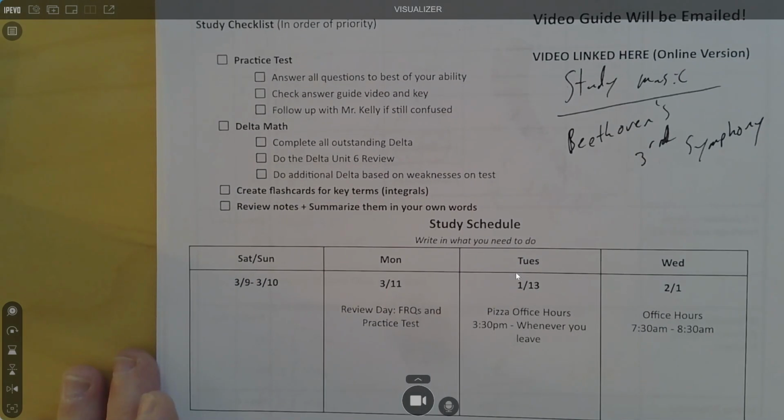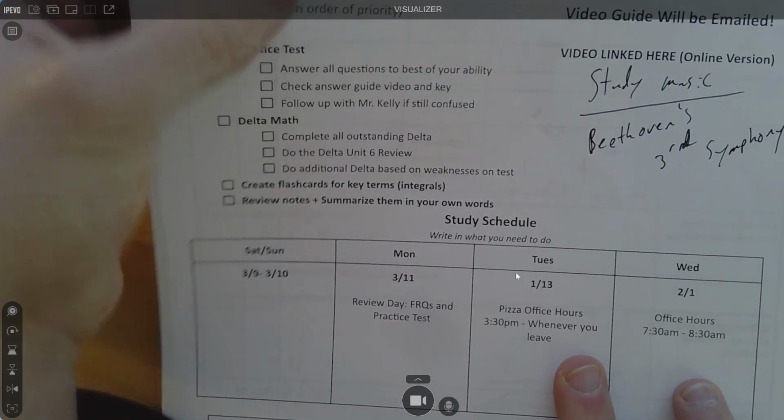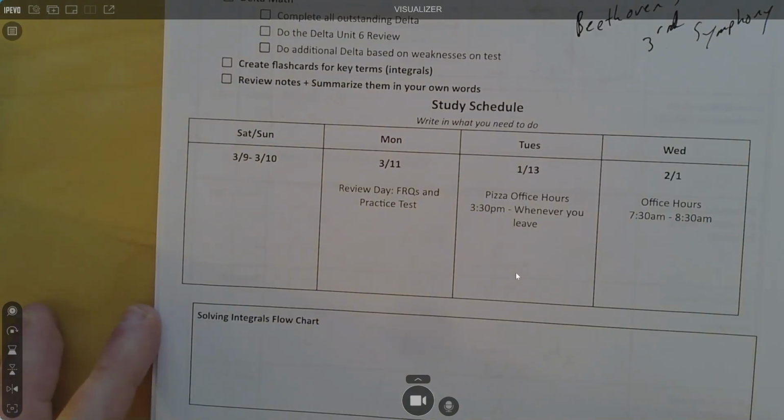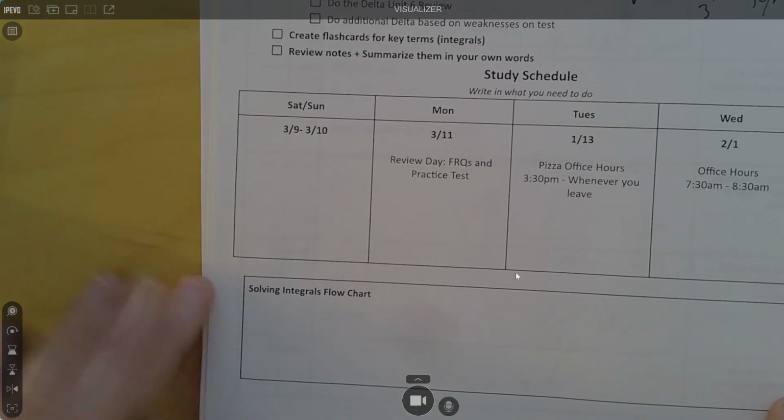All right, normal stuff. It says pizza office hours here. I don't know if that'll be pizza office hours or I'll do donuts on Wednesday. I'll let you know on Monday what I'm gonna do there. All right, here we go.